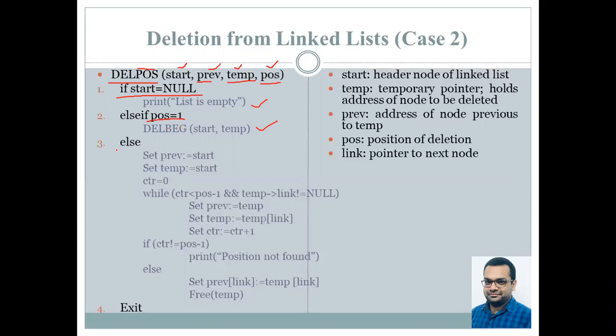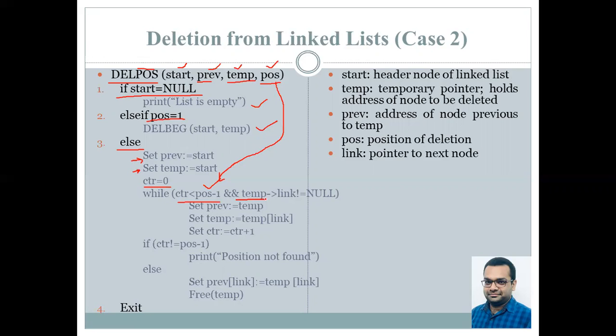Else, the program jumps to this part, and we initialize the values of previous and temp both to start. We initialize a counter just to keep track of the position of deletion. Now we loop as long as our counter value is less than position minus 1. We use position minus 1 because in C programming the index goes from 0 to n minus 1. Therefore, whatever position is supplied by the user as input, the program considers the index to be 1 less than the position value.